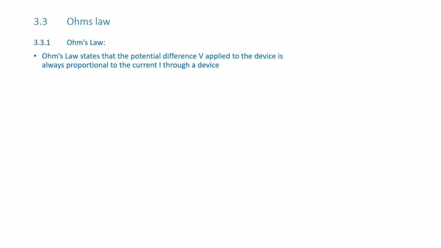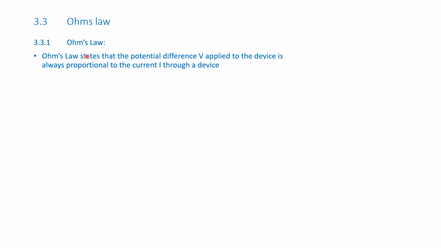Ohm's law. Ohm's law states that the potential difference V applied to a device is always proportional to the current I through the device. That is, if you connect a potential difference V across a circuit and the current flowing through the circuit is I, then Ohm's law states that the potential difference is proportional to the current. Here V is the potential difference and I is the current through the circuit.